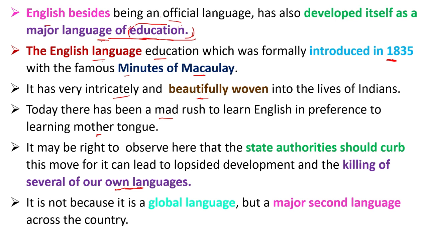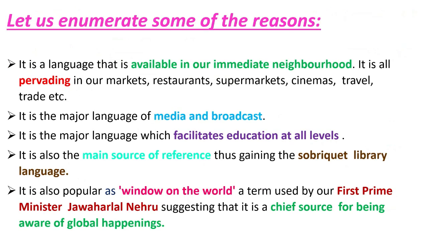And it is not only because it's a global language, but a major second language across the country. Yes. So in India, what is happening here? English is becoming a major second language. We know that it's a global language, a universal language. Apart from that, in India also, English has become a major second language across the country.